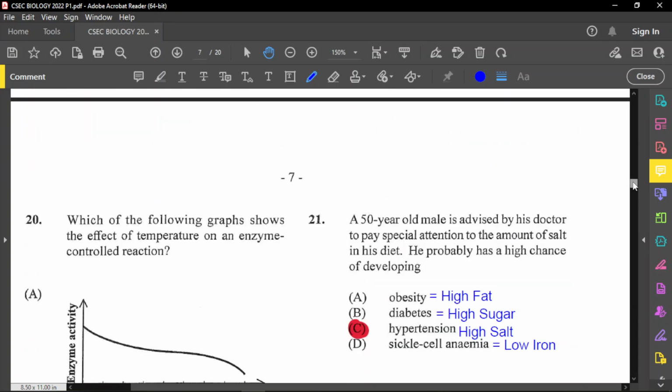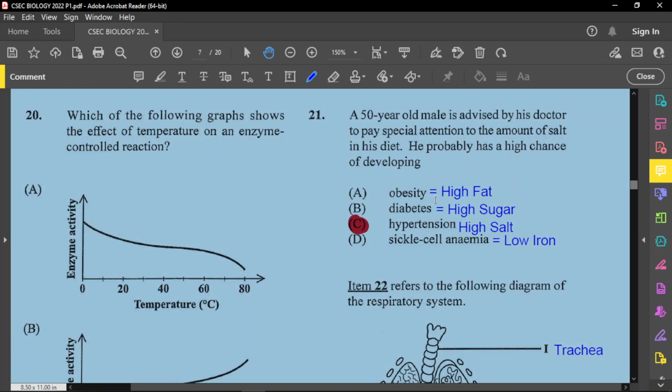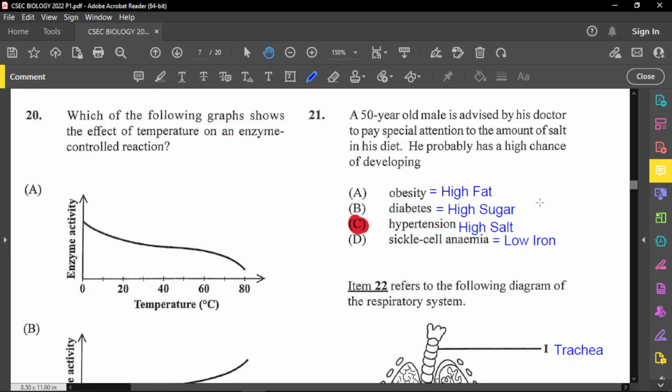So, okay, so 21. Question number 21: a 50-year-old male is advised by his doctor to pay special attention to the amount of salt in his diet. He probably has a high chance of developing what? And so salt, as I put them here, obesity deals with high fat, all right? Diabetes, definitely high amount of sugar. And hypertension is high salt. So hypertension is the correct answer. Sickle cell anemia is because of low iron, right? All right, or low hemoglobin in the red blood cells.